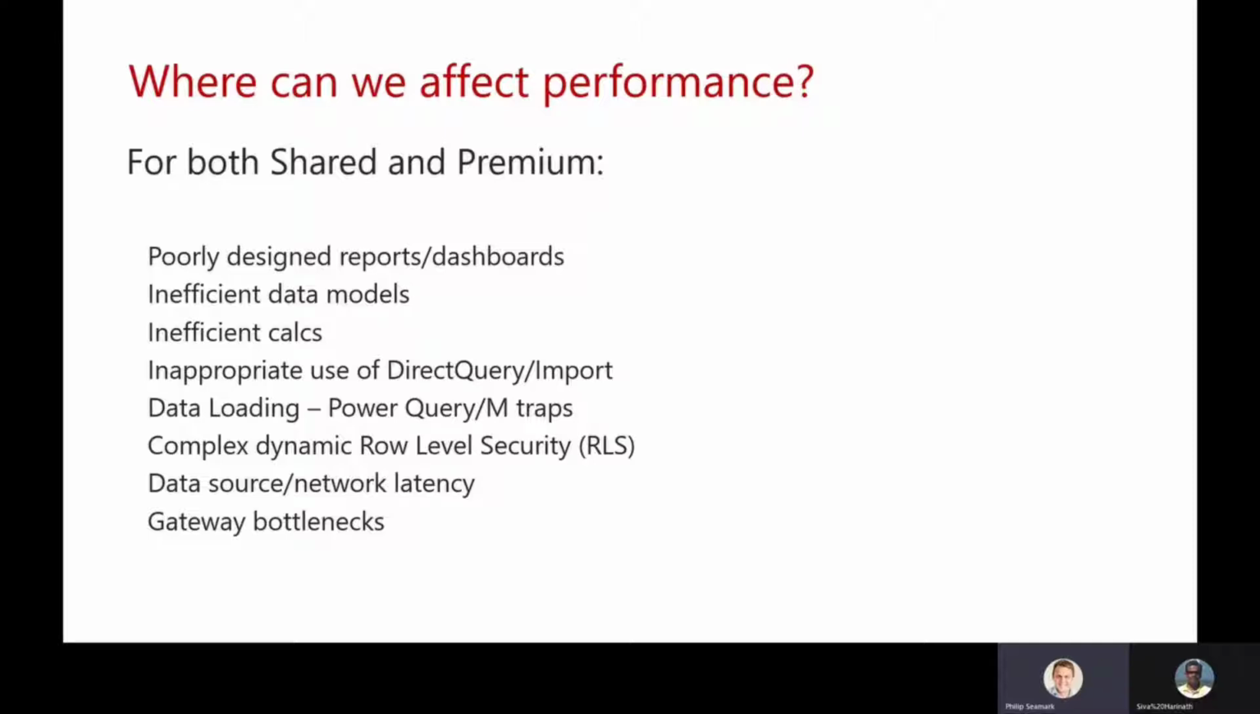particularly if the data model isn't optimized. What that can mean is you have to write a lot more code, and that code has to execute at runtime and use a lot more CPU and memory of the server that it's sitting on. Inappropriate use of direct query and import. Now these two storage modes give you pros and cons. Direct query is very good at certain things. Import is very good at other things. And if you use the wrong storage mode, then you will definitely see some negative performance characteristics in your engine.